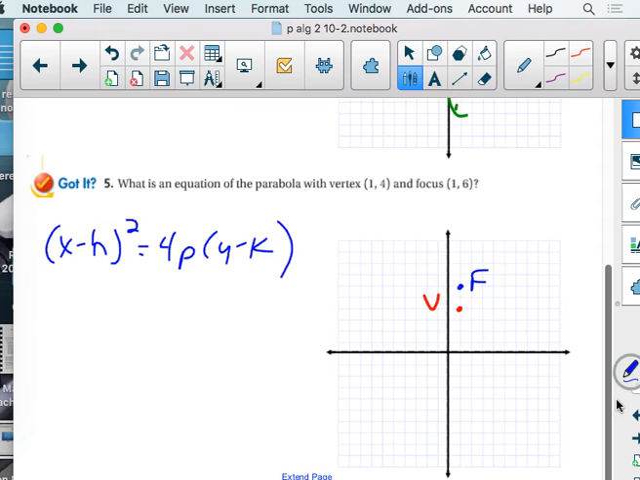Absolutely. Well, I think we have everything we need. X minus what? What is P? Vertex to focus, 2 units. 4 times 2, 8. Last set of parentheses.